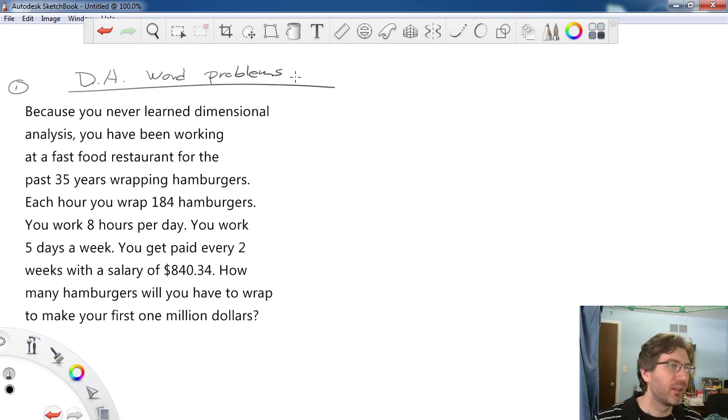But our problem states, because you never learned dimensional analysis, right? You're just terrible at this. You didn't pick up on it. You've been working at a fast food restaurant for the past 35 years wrapping hamburgers. There's nothing wrong with working at a fast food restaurant, by the way. If that's what your dream is, go for it. We still need people who work at fast food restaurants. They do provide a good service for us, so there's nothing wrong with that if that's really what you want to do. Each hour you wrap 184 hamburgers.